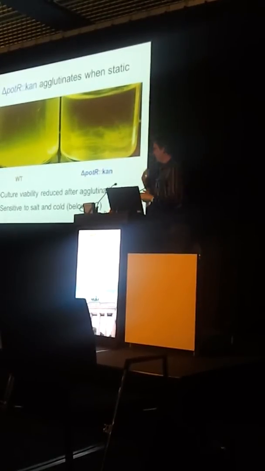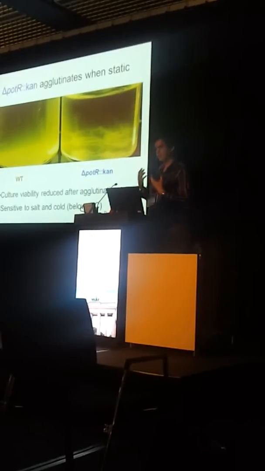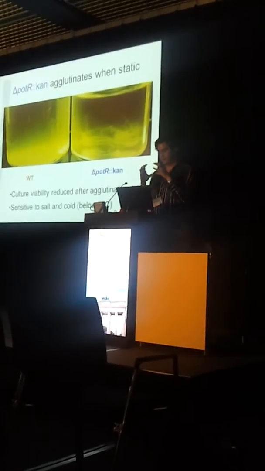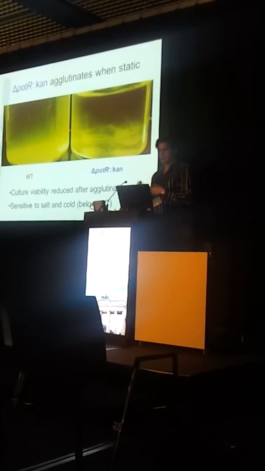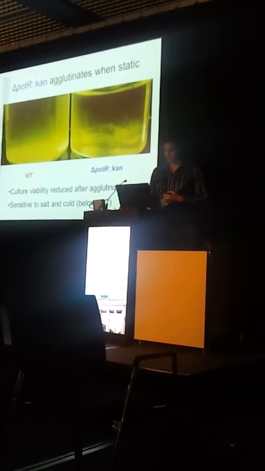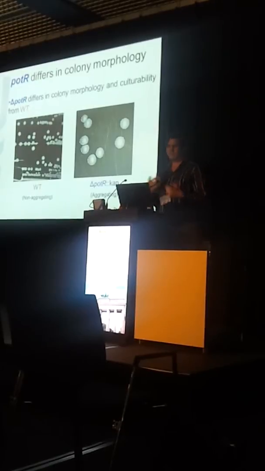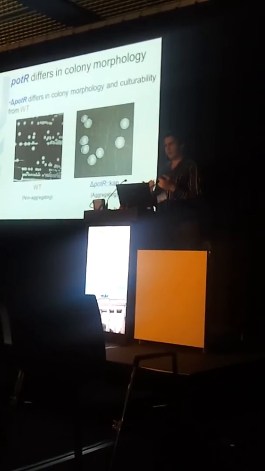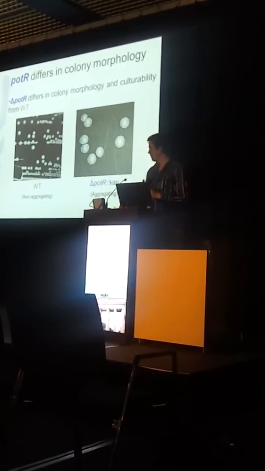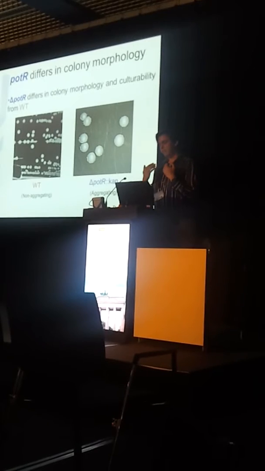You can see in the mutant strain that the cells were agglutinated into one cohesive cell mass. And it's also at this point that I noticed the mutant was susceptible to salt and cold temperatures. So if we take an equal volume of these two cultures and streak them out onto LB agar, and then incubate them for 24 hours at 37 degrees, we get two distinct colony morphologies.